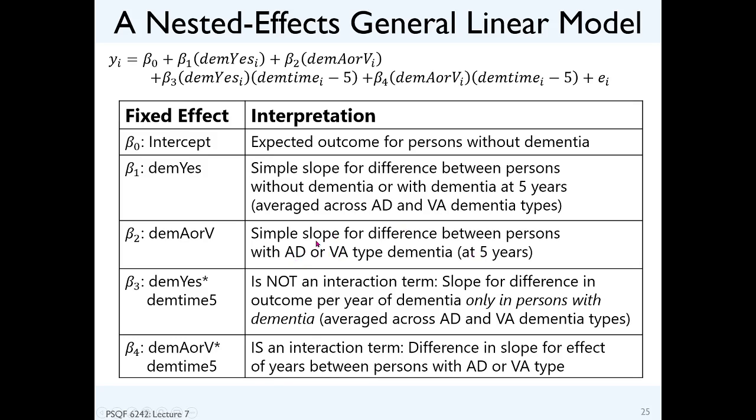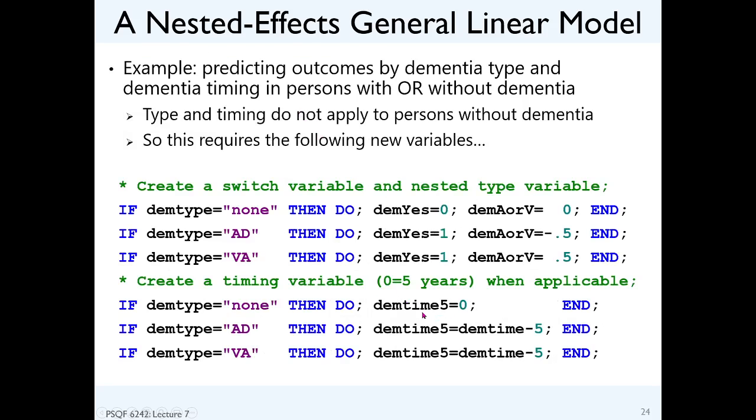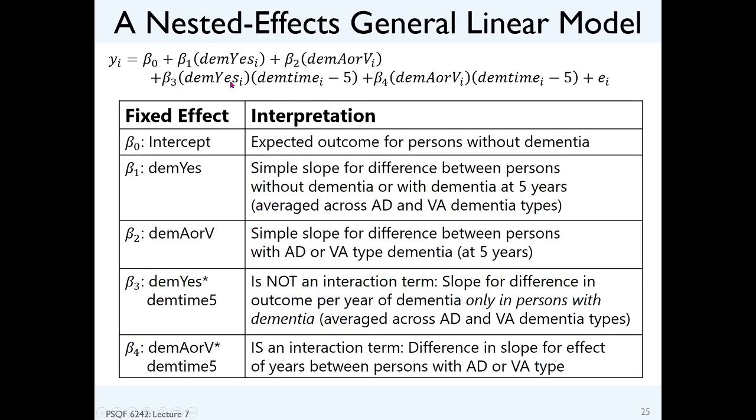Then we get into what looks like interaction terms from here. From this perspective, it certainly does, but it's not really an interaction term because there is no main effect of dem time minus 5. There is no main effect because the effect of dementia cannot apply to timing. The effect of dementia timing cannot apply to the none group. They're a constant. So they don't get a main effect in the model.